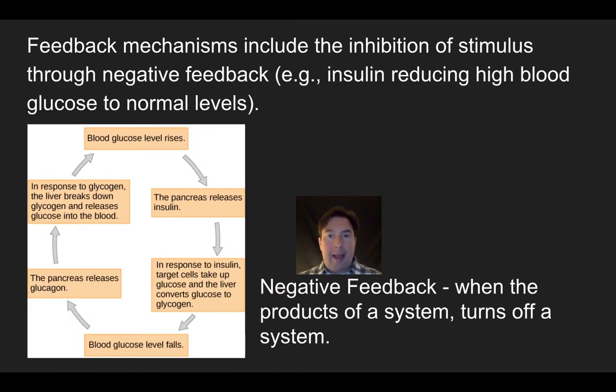So let's talk now about negative feedback. In negative feedback, it's the case when the products of the system turn off the system. And regulating blood sugar is another example of a homeostatic goal of our body. So in our body, what we try to do is maintain a relatively constant level of blood sugar. That way, if we eat food and we take in more glucose into our bloodstream, we'll rapidly store this. We don't want our blood glucose levels to go too high.